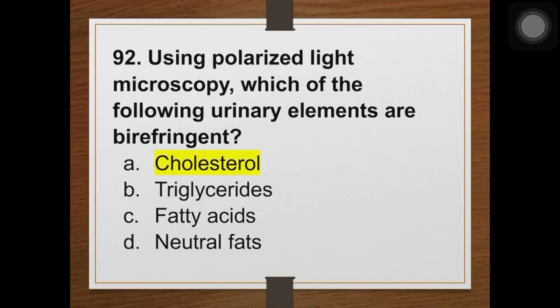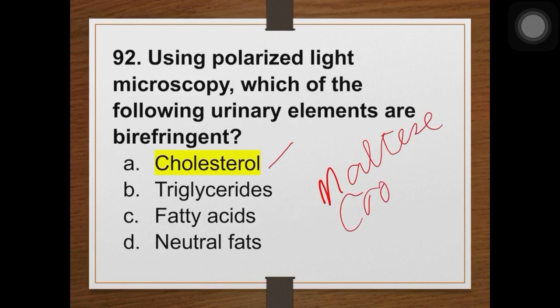Number 92, using polarized light microscopy, which of the following urinary elements are birefringent? Cholesterol. The cholesterol-containing cells and casts under a polarizing microscope will exhibit a multi-cross formation. Huwag pong kakalimutan. Correct answer number 92, letter E.